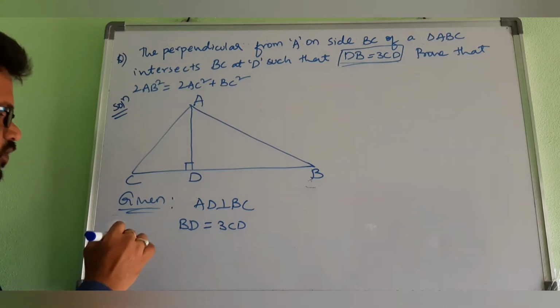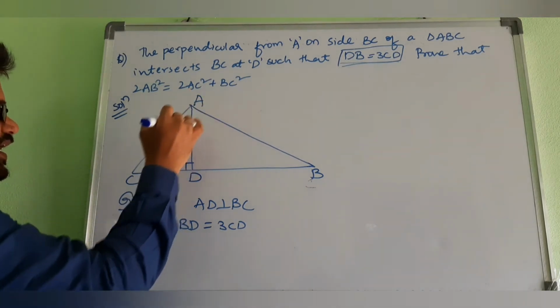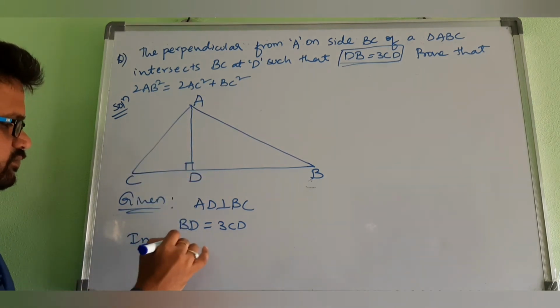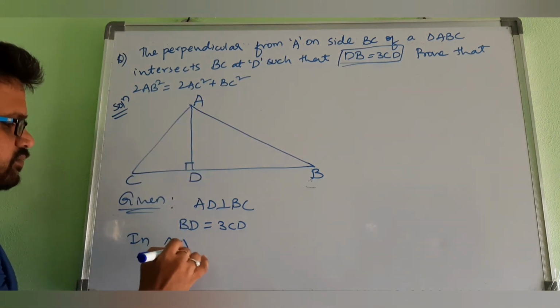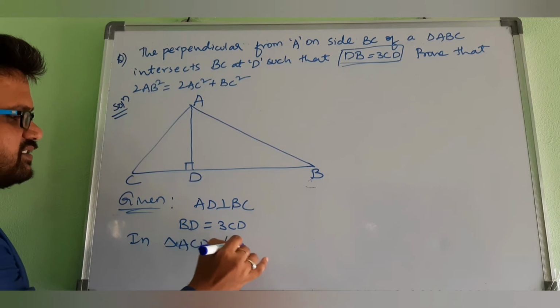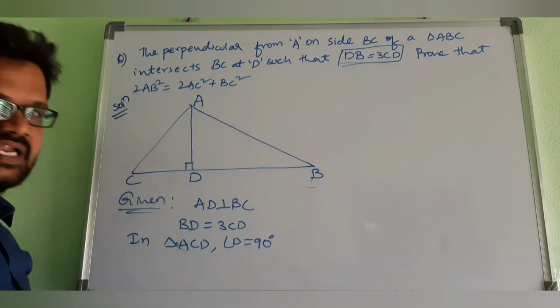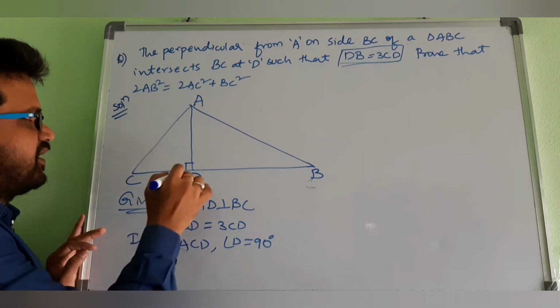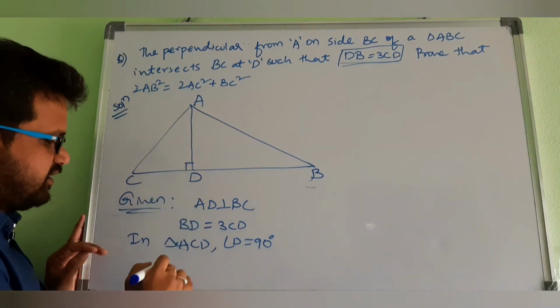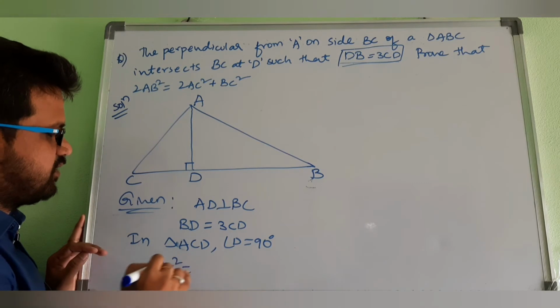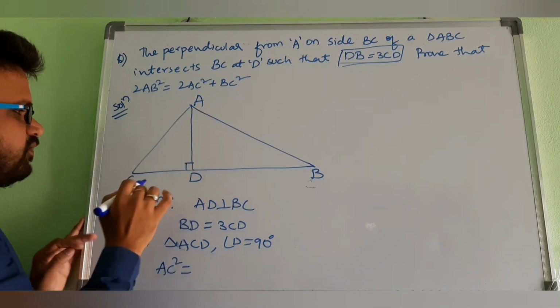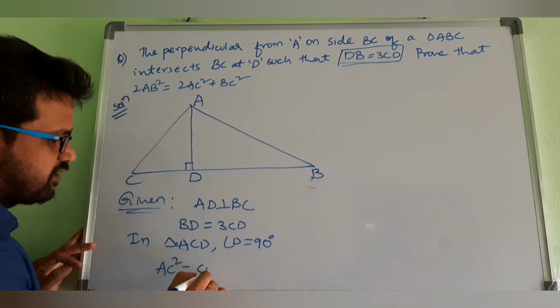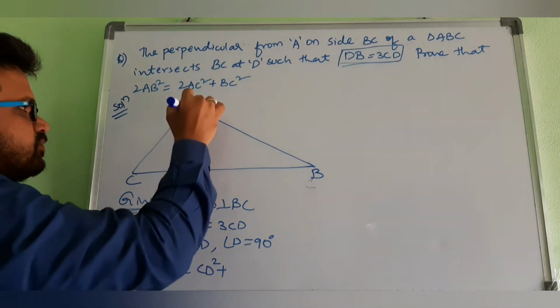Okay, so now in triangle ACD, angle D is 90 degrees. So we can apply the Pythagoras theorem. What is the hypotenuse? AC. AC square is equal to CD square plus AD square.